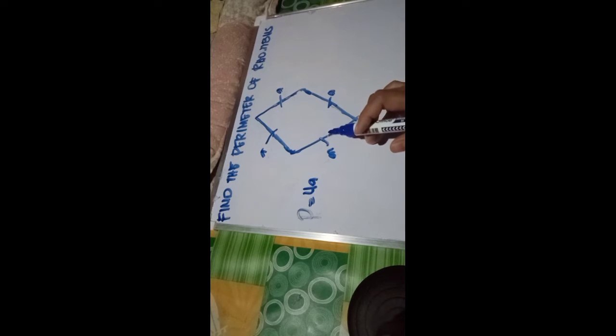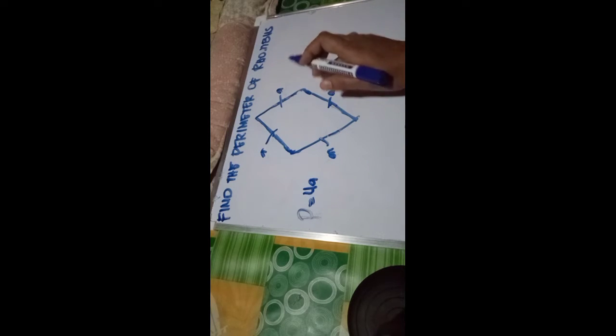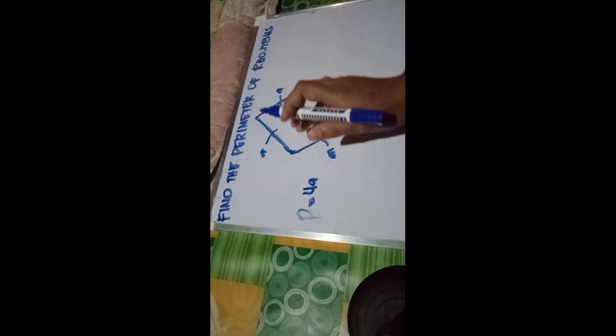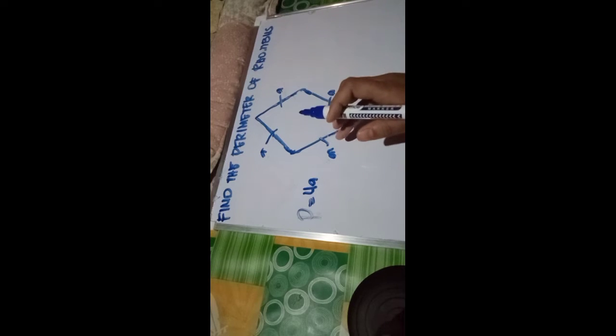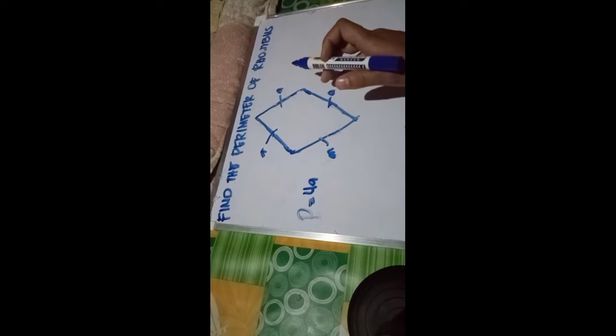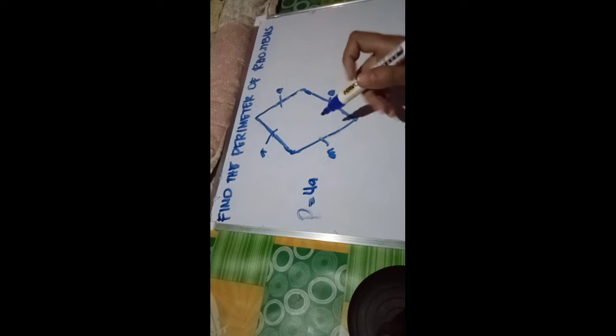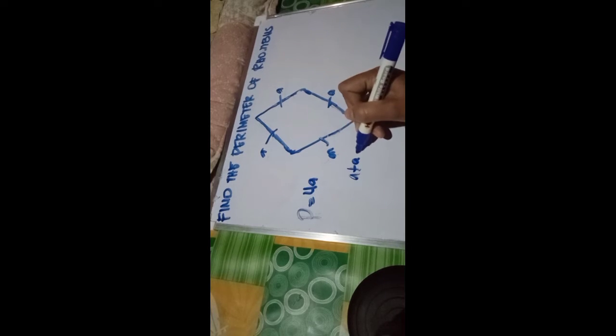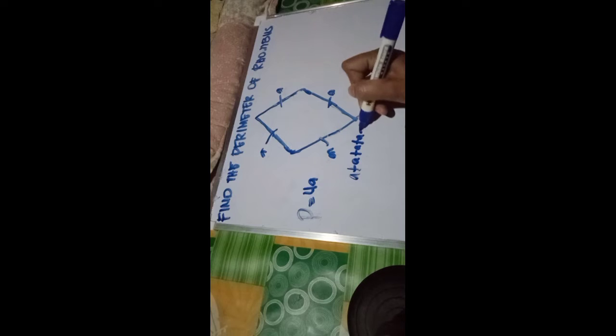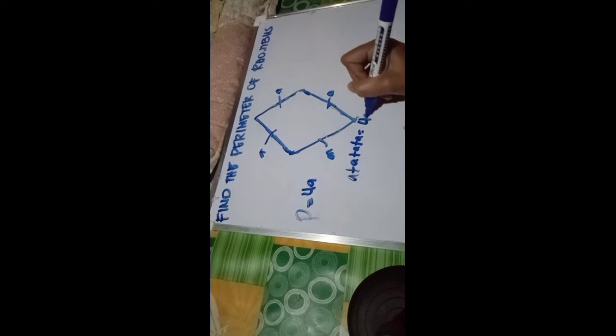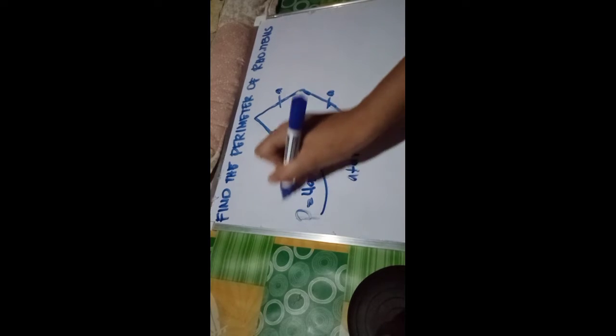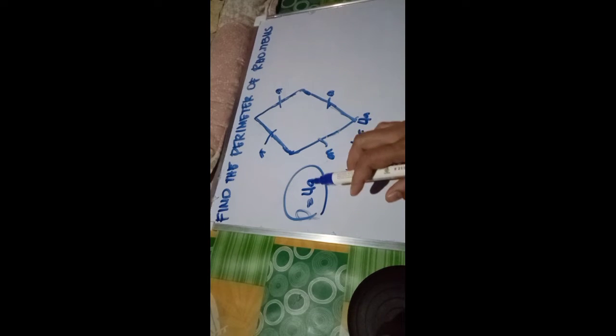As I discussed earlier, the perimeter of a rhombus is the sum of the lengths of all its sides. We know that the sides of a rhombus are of equal lengths. Let us consider a rhombus of side length A. Then the perimeter of a rhombus is A plus A plus A plus A, which is 4A. Thus, the perimeter of a rhombus formula is P equals 4A.